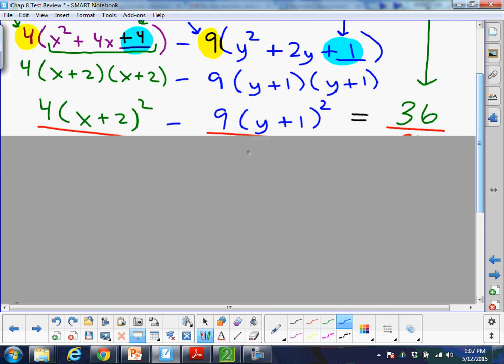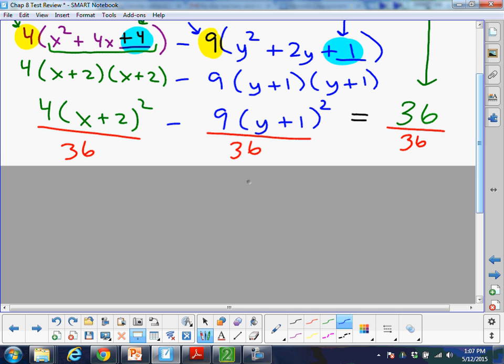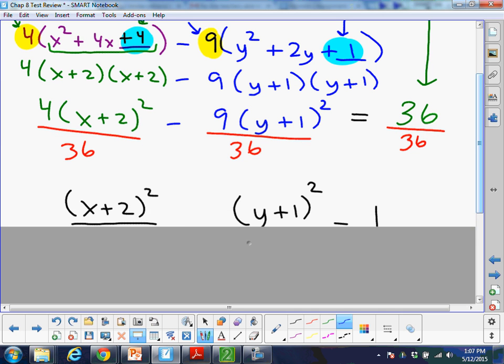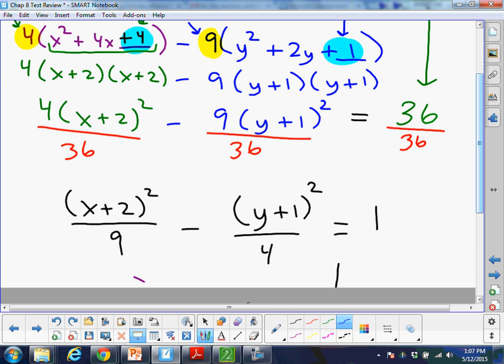Okay, so again, this one equaling 36, you always want to divide that out because we had coefficients out front, so I can't just leave those there. I have to divide out the 36. So dividing every term by 36 got me this guy right here.